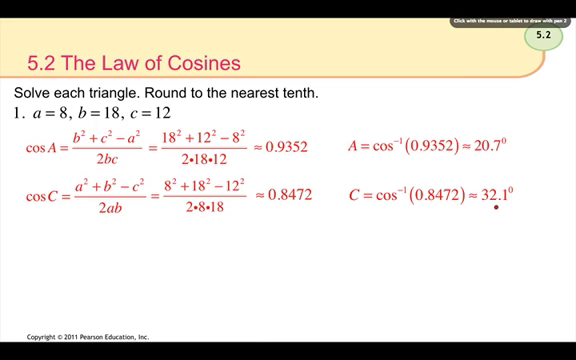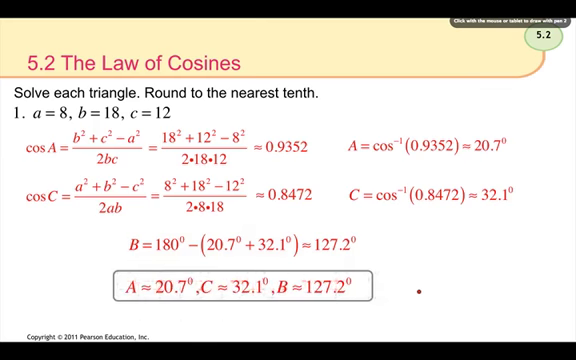The only part that I'm missing in this triangle is the other angle B, and I'm going to be able to find that using the following: 180 minus the sum of these two angles, and I end up with 127.2. To make sure that I'm not looking around for the answers through the entire paper, just go ahead and box them for me, and this is the answer to number 1. Let's go to number 2.